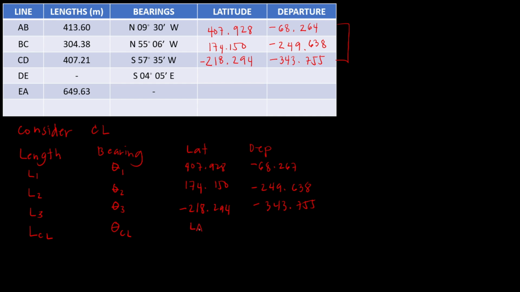So, yun natin, latitude ng CL or departure ng CL. So, dito, equate natin, summation ng latitude must be 0. And then dito, departure must be 0. So, dito, compute na lang natin.